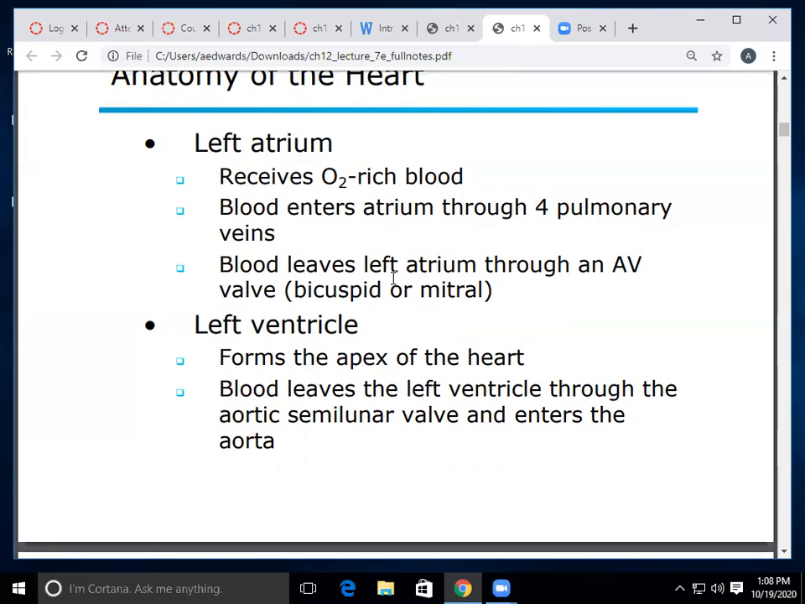Now, where does blood go from the left ventricle? Well, it's going to go through the aortic semilunar valve. Aortic, it's going to go into the aorta. And this is semilunar because the valves look like half moons.